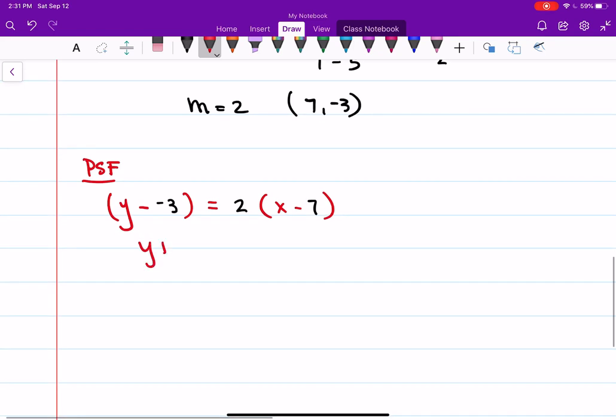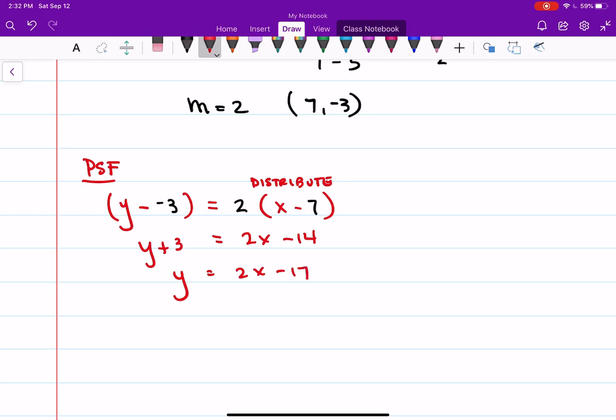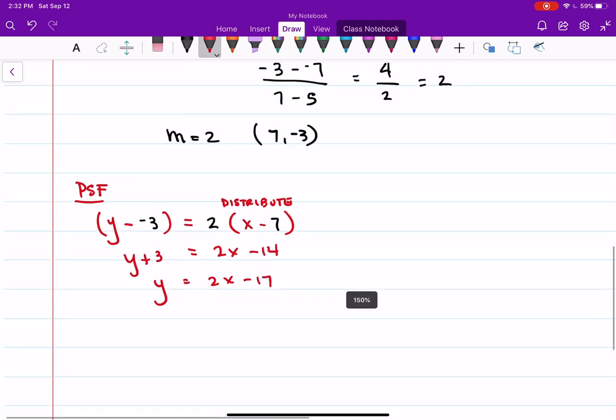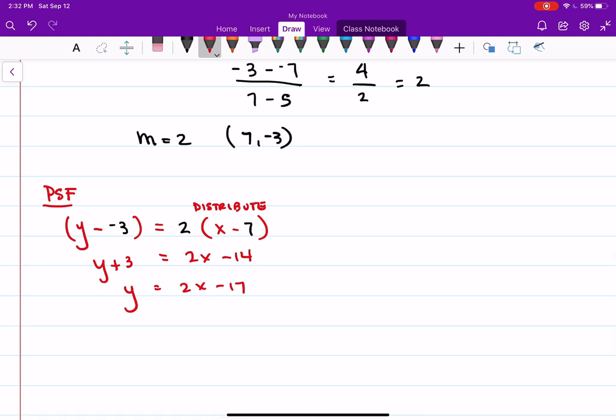All right, so what do I have? I get y plus 3 is equal to, yes, I do have to distribute here, so I get 2x minus 14. Then I have to subtract the 3 over. So I have y is equal to 2x minus 17. Okay, so that's the PSF. Boom, done. All right, so let's take a look at what if we use the SIF.